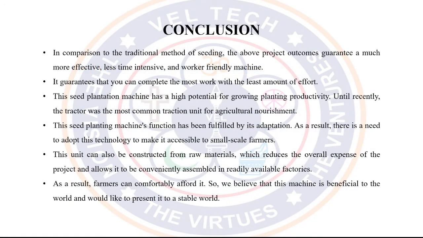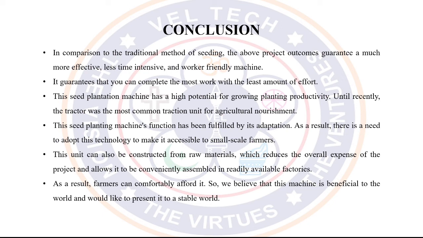Conclusion. 1. In comparison to the traditional method of seeding, the above project outcomes guarantee a much more effective, less time-intensive, and worker-friendly machine. 2. It guarantees that you can complete the most work with the least amount of effort. 3. This seed plantation machine has a high potential for increasing planting productivity. Until recently, the tractor was the most common traction unit for agricultural operations. 4. This seed planting machine's function has been fulfilled by its adaptation. As a result, there is a need to adopt this technology to make it accessible to small-scale farmers.